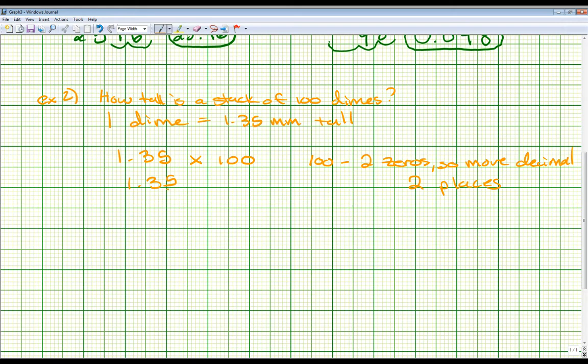So if I take my 1.35, I'm going to move the decimal to the right this time, 2 places. If I move it to the right 2 places, 1, 2, it's no longer in between the 1 and the 3, it's now behind the 5. So my number becomes 135. And that would be my answer to 1.35 times 100. So how tall is a stack of 100 dimes? It's 135 millimeters tall. And that only works when you have a number like 100 or 1,000 or 10,000, a 1 in the front and a bunch of zeros in the back.